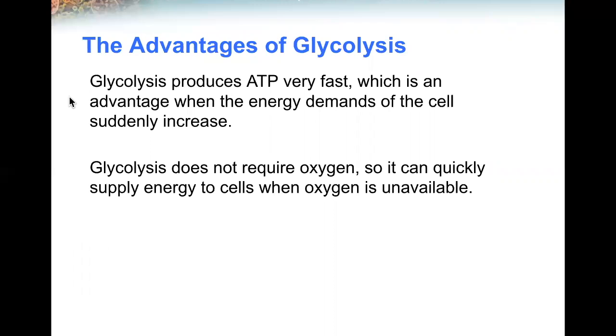Glycolysis produces ATP very fast, which is an advantage when the energy demand of the cell suddenly increases. Glycolysis does not require oxygen, so it can quickly supply energy to cells when oxygen is unavailable.